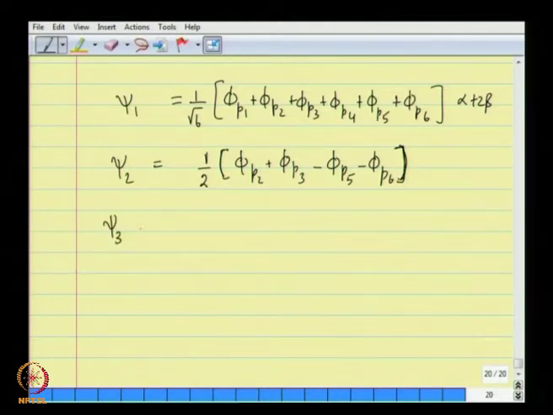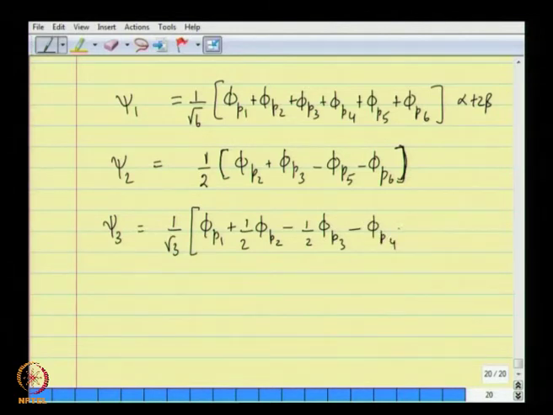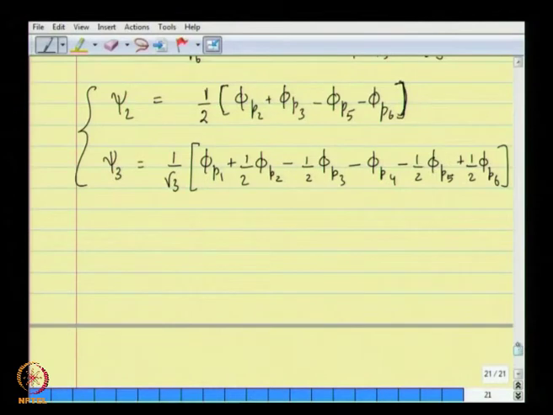Psi 3 is 1 by root 3 times phi p1 plus 1 by 2 phi p2 minus 1 by 2 phi p3 minus phi p4 minus 1 by 2 phi p5 plus 1 by 2 phi p6. Okay. These are both degenerate orbitals, and therefore, in principle, 2 orthogonal linear combinations of these two will also form the corresponding molecular orbital.